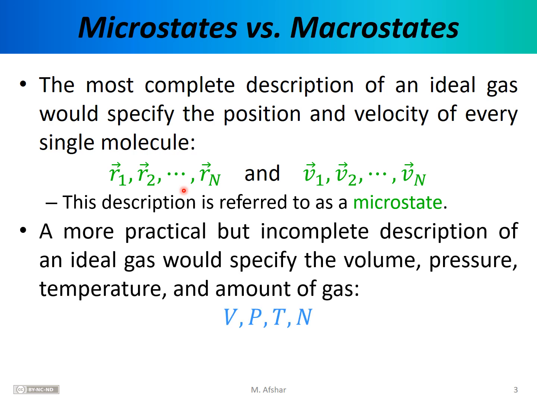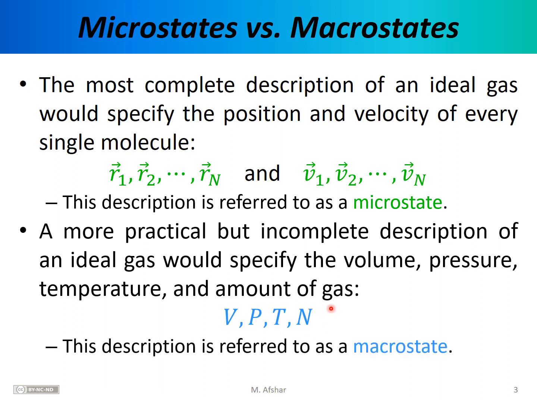A more practical but incomplete description of an ideal gas would be to specify its large-scale parameters, those properties that are a little more tangible, so to speak, or can be more easily measured, like the volume, the pressure, the temperature, and the number of atoms in the ideal gas. This type of a description is referred to as a macrostate. So the prefix macro means large scale, while the prefix micro means small scale.